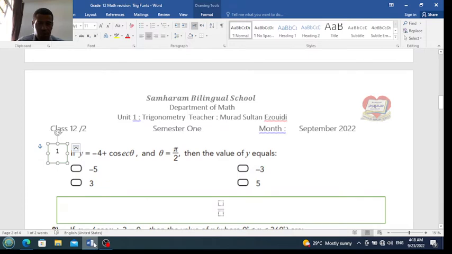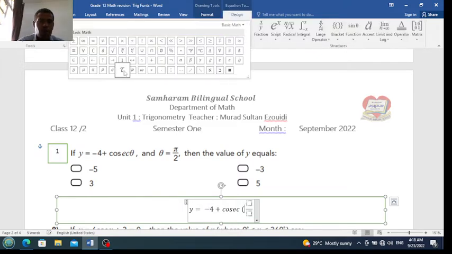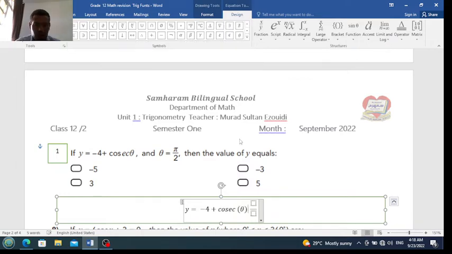First of all, I will just write y. Y equals negative 4 plus cosec of the angle theta. What is the angle? The symbol of theta. This one, the angle theta. Then I should close the parentheses. And then, where theta is equal to pi over 2.